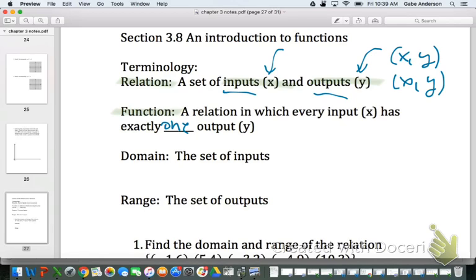Yeah. Now what the output is, that could be whatever, but we're talking about specifically exactly one. Not at least one or less than one, but exactly one.